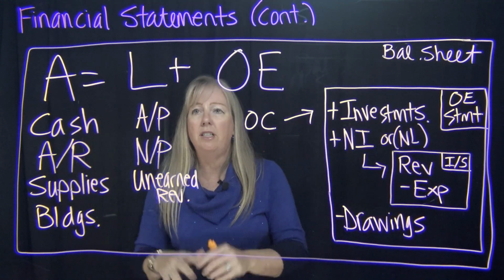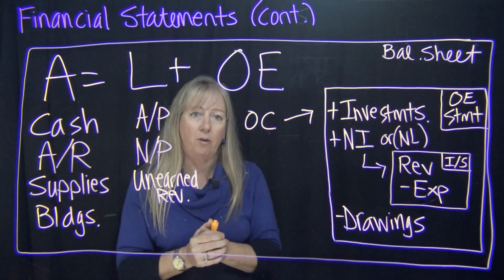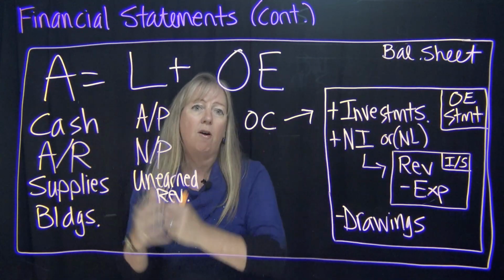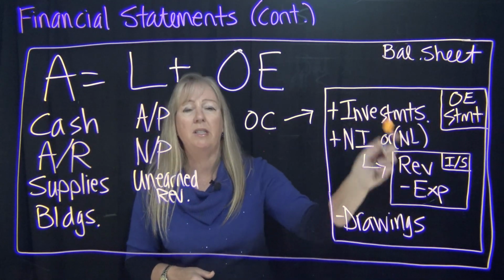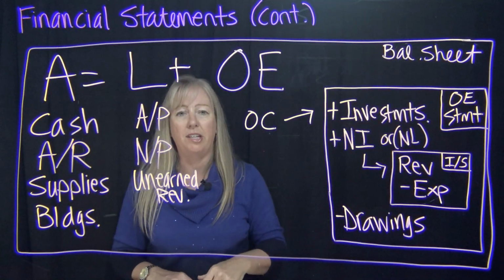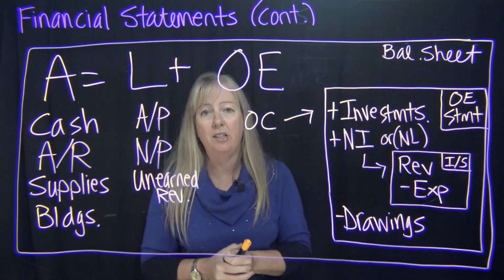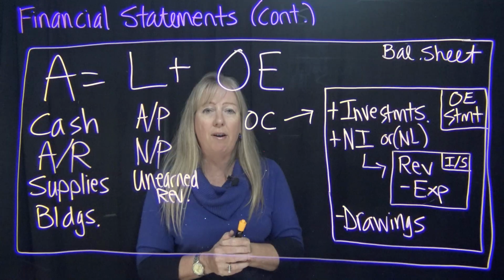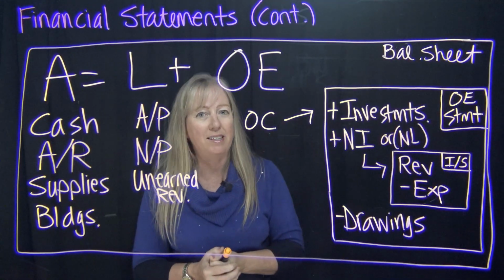So every single transaction will balance our accounting equation, and it will all be reported on all of these three statements: the income statement, the owner's equity statement, and the balance sheet. I hope that helps you understand the interrelations between the financial statements and how every transaction will affect our basic accounting equation.